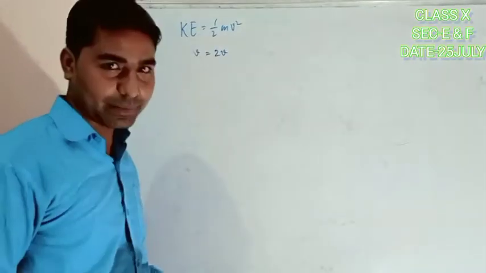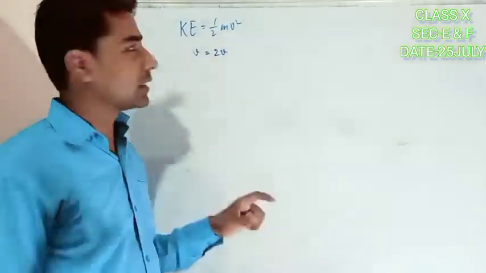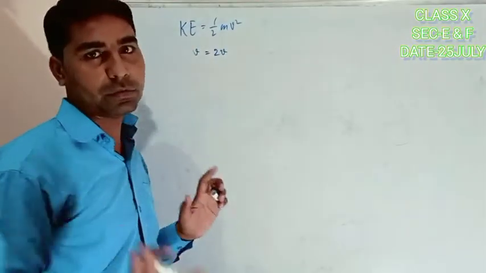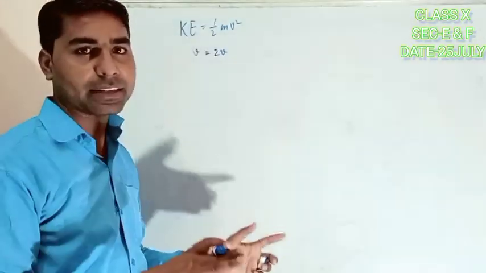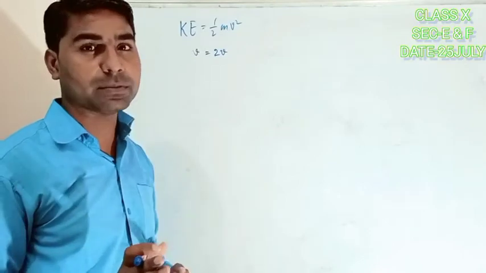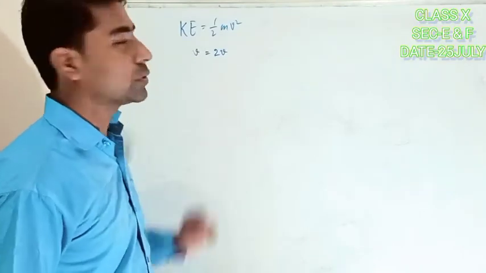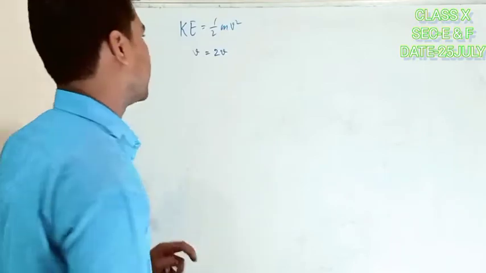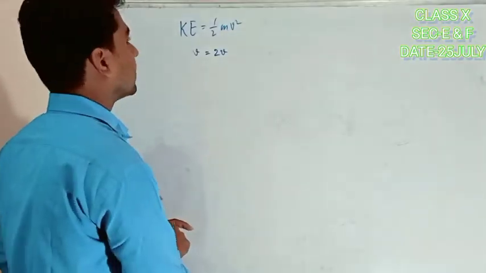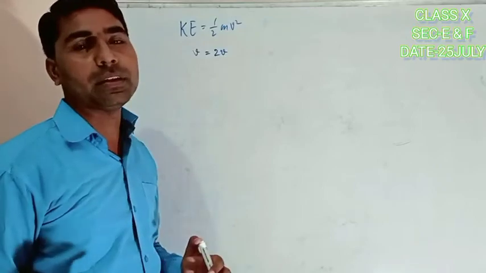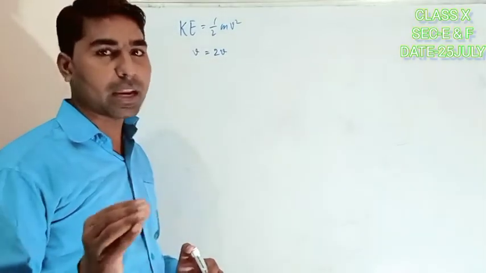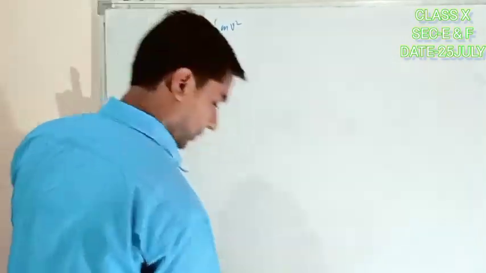Suppose mass is double, so nothing else is in the factor. If the mass becomes double, the kinetic energy will be doubled. But if velocity becomes double, its energy will increase by the square, so 2 square means 4 times will increase. The next topic we are going to discuss is the relation between the kinetic energy and momentum. Let's see.